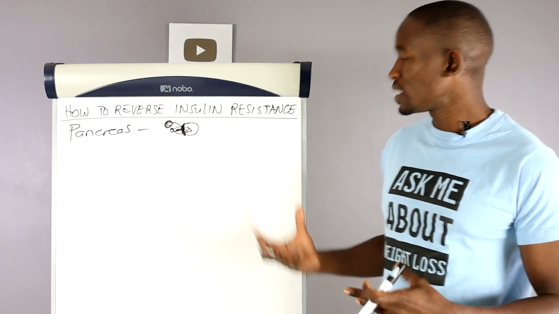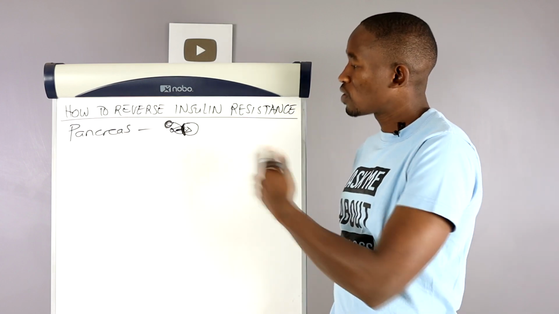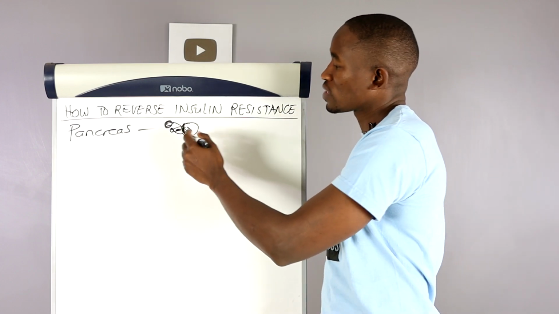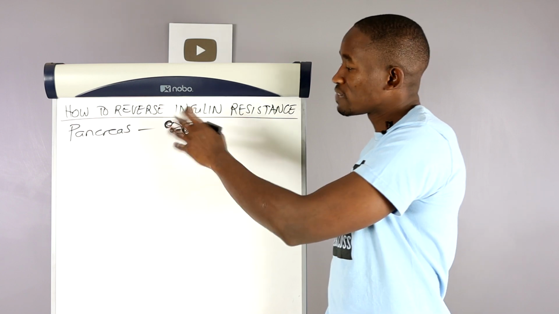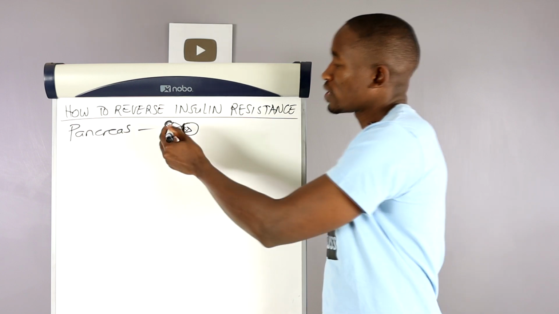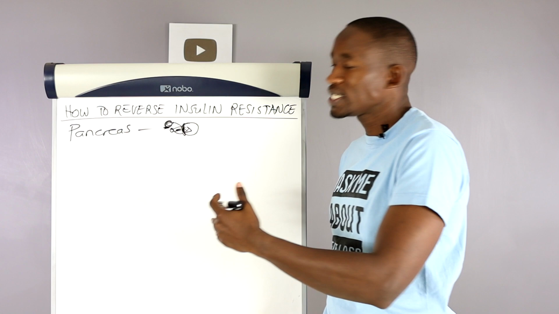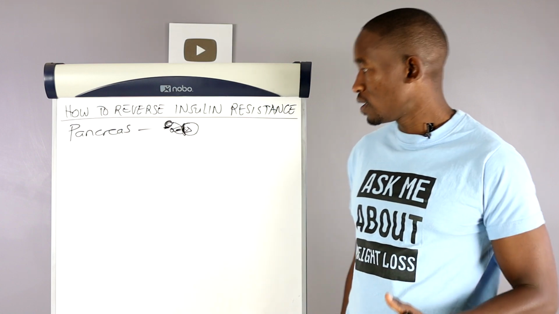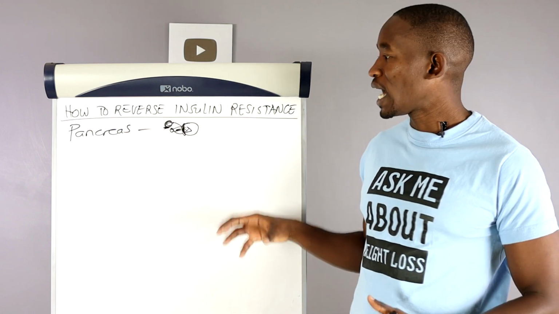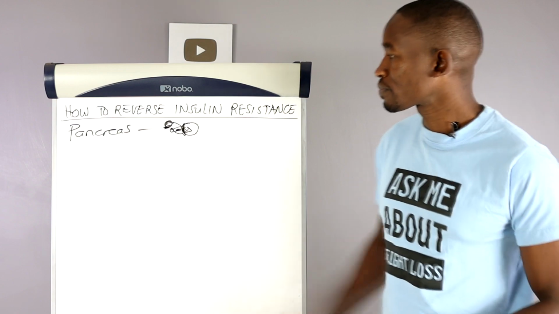So the goal for this video is for us to reverse this so that your cells become sensitive to insulin again and you're able to regulate your blood sugar so that you can lose weight and maintain optimal health. So that is, in a nutshell, how insulin works.